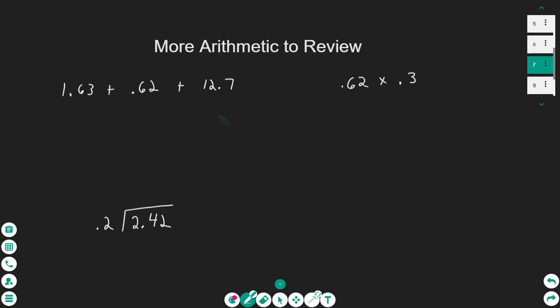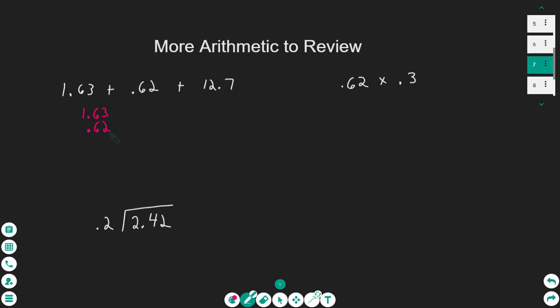More arithmetic to review. So again, these are all processes that you should have learned in previous years. Just a quick refresher, when we're adding decimals, remember the most important thing is making sure that the decimals are in line with each other. So if I have these three things and I'm adding them together, I'm going to go 1.63 plus 0.62. I'm going to put that point right under the other decimal.